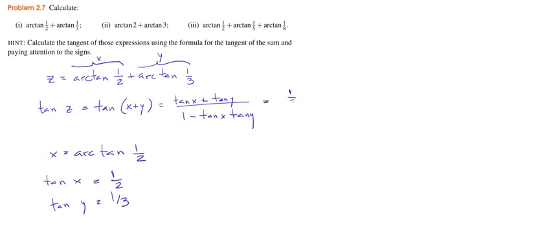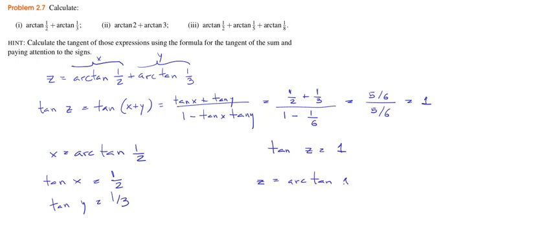This is 1 over 2 plus 1 over 3, and then 1 minus 1/6. Okay, so 1 over 2 plus 1 over 3 is 5 over 6, and 1 minus 1/6 is 5 over 6, or in other words 1. So we have that the tangent of z is 1, and so z, which is the expression that we wanted, is just the arctangent of 1.